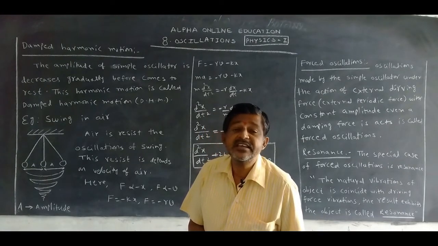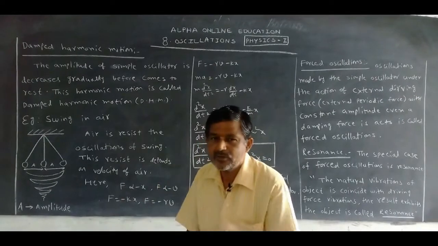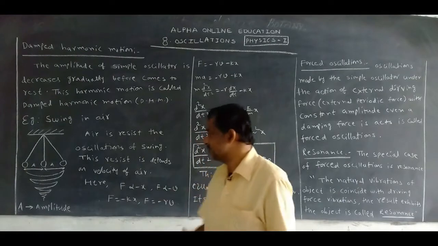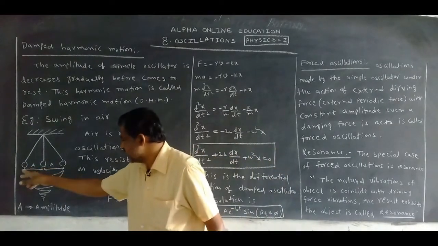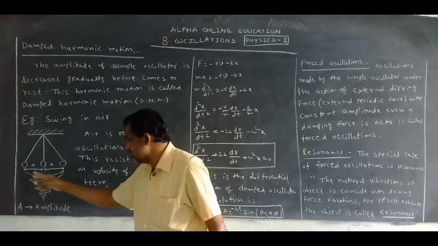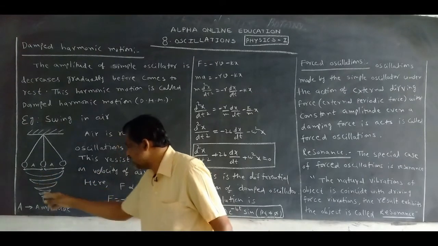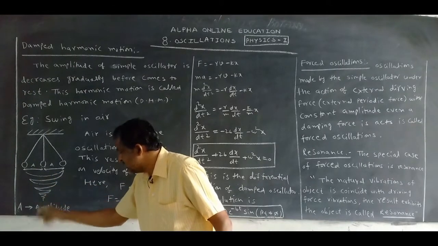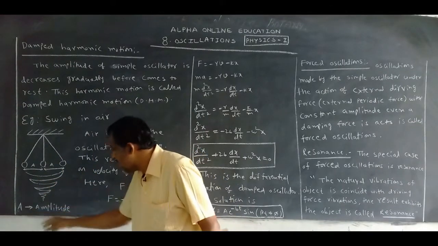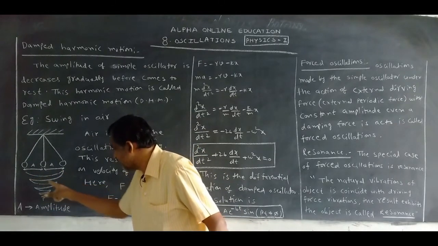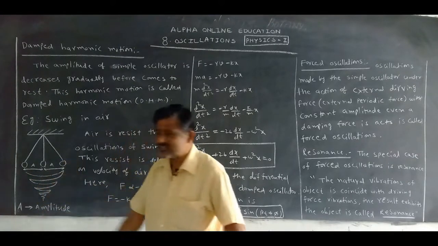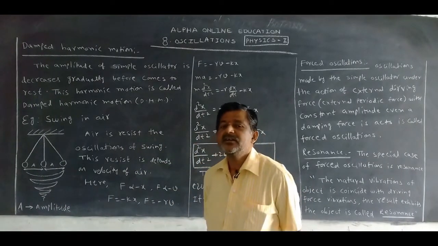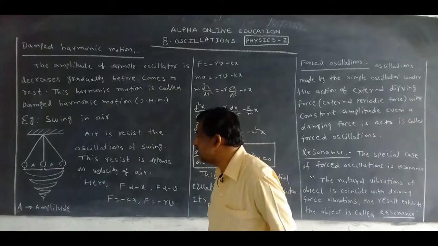Example: a swing in air. What happens? First it moves like this, then the amplitude decreases gradually and it comes to rest. This type of harmonic motion is called damped harmonic motion. Example, swing in air.